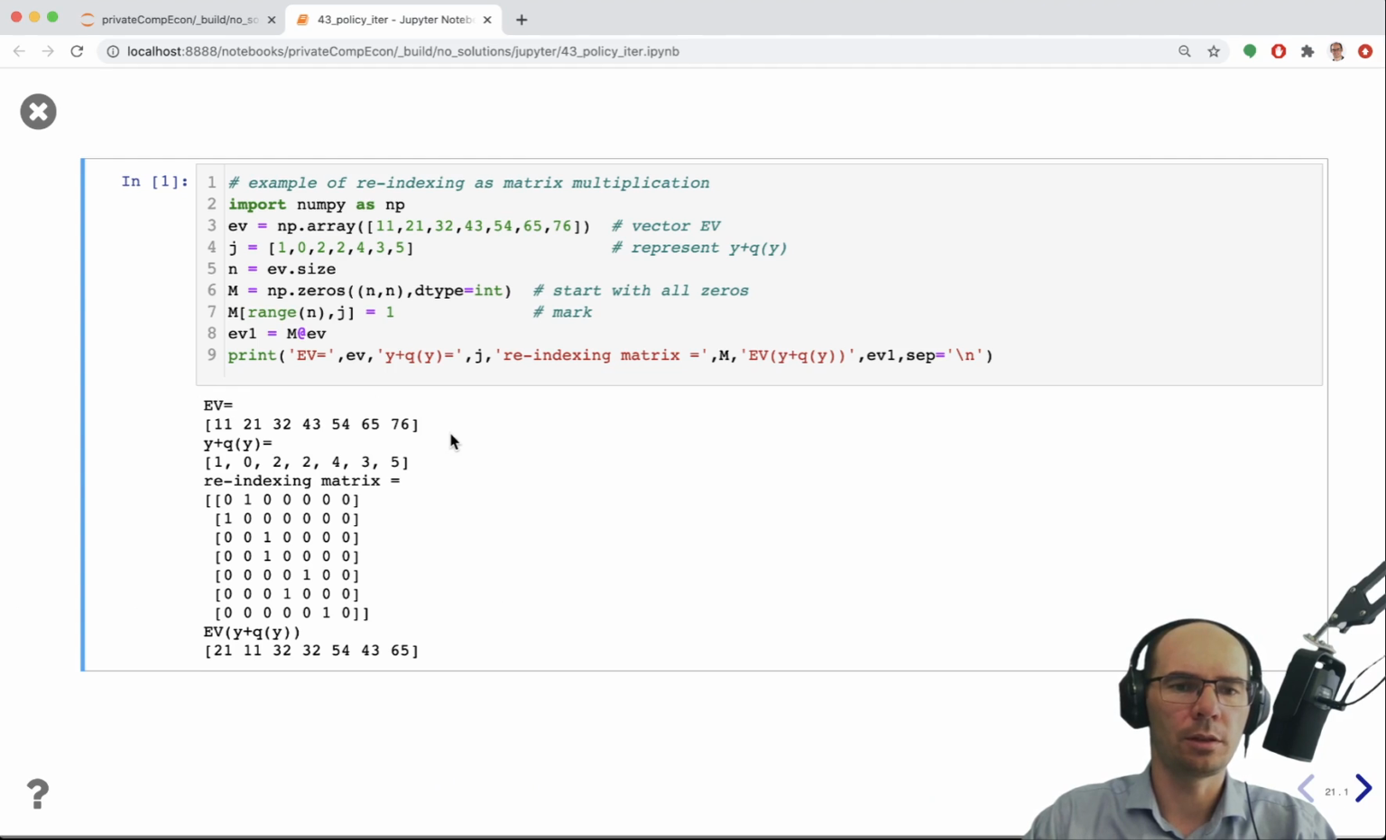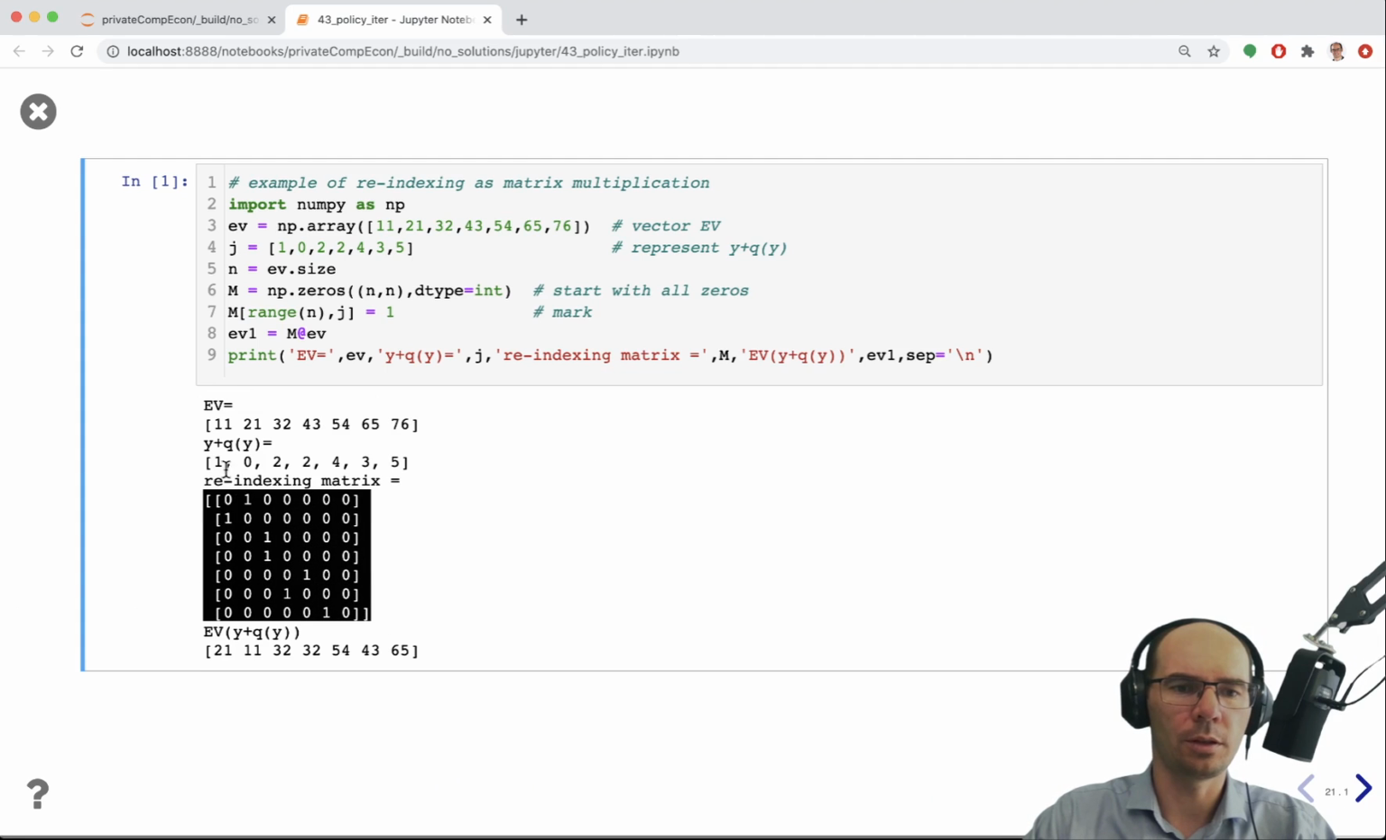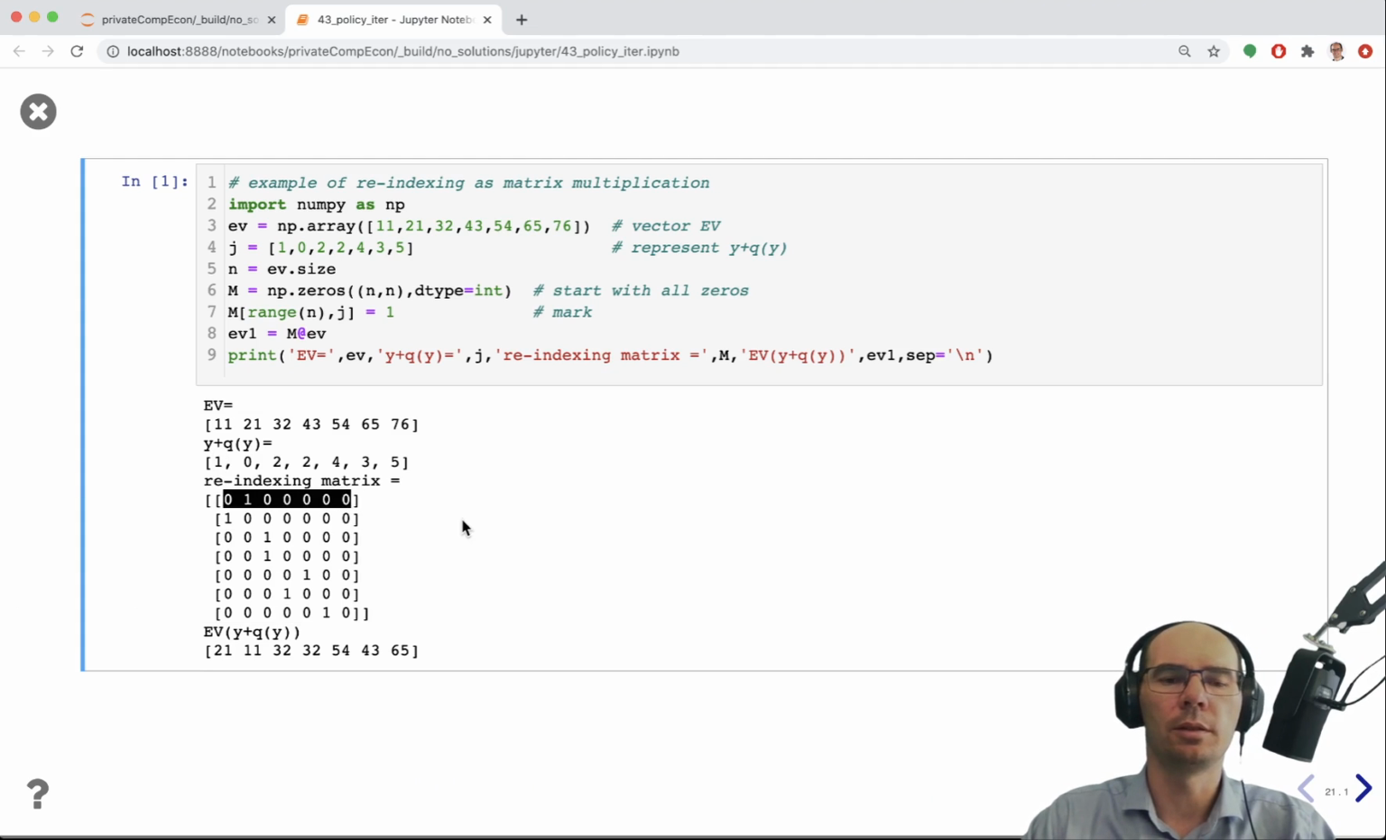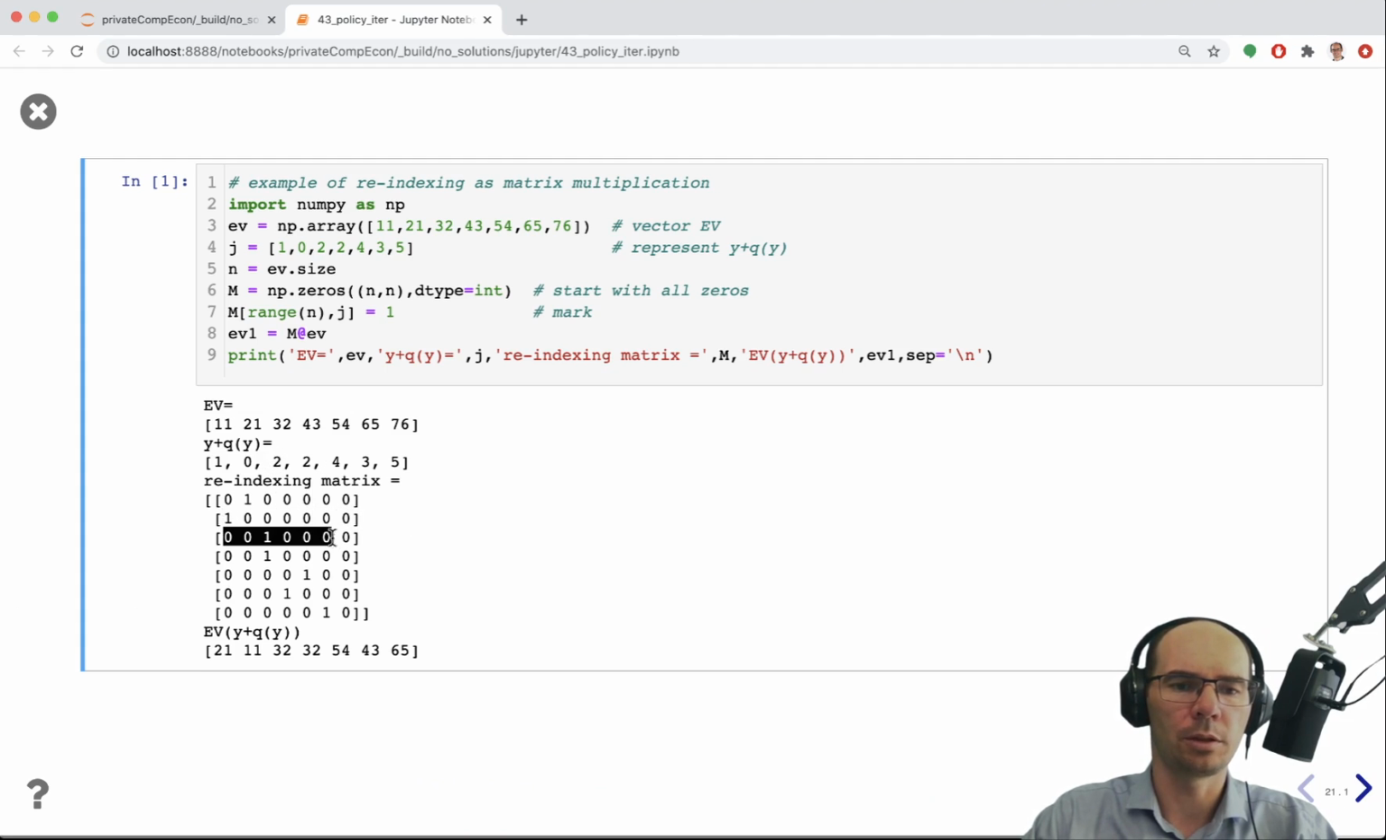So EV is this vector, and these are the indices that we're interested in. In the constructed matrix, the 1 here corresponds to the 1 in the first position in the first row. 0 here corresponds to the 1 in the 0th position in the second row. 2 corresponds to the third position in the third row, and so forth.